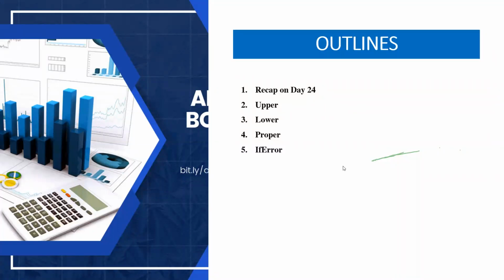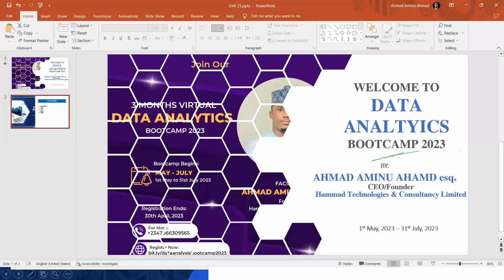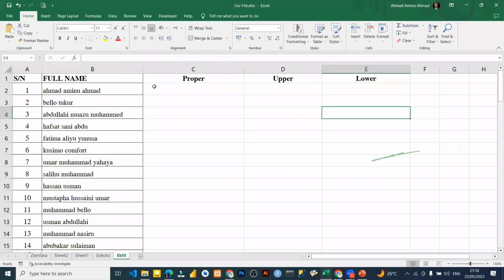So let me just close this and move to our file so that we can start the practice of what I just said. Let me start with the proper. I already told you that proper has to do with making the first letter capital, and every character that comes after a space will be capital.